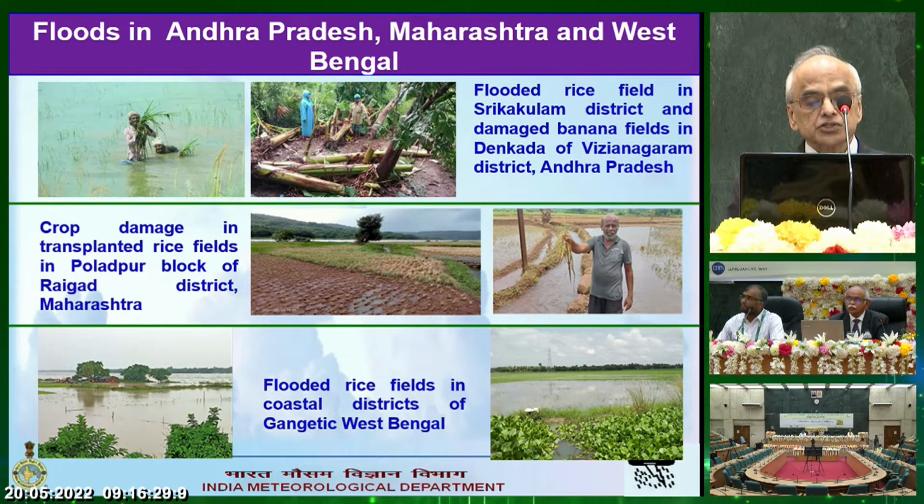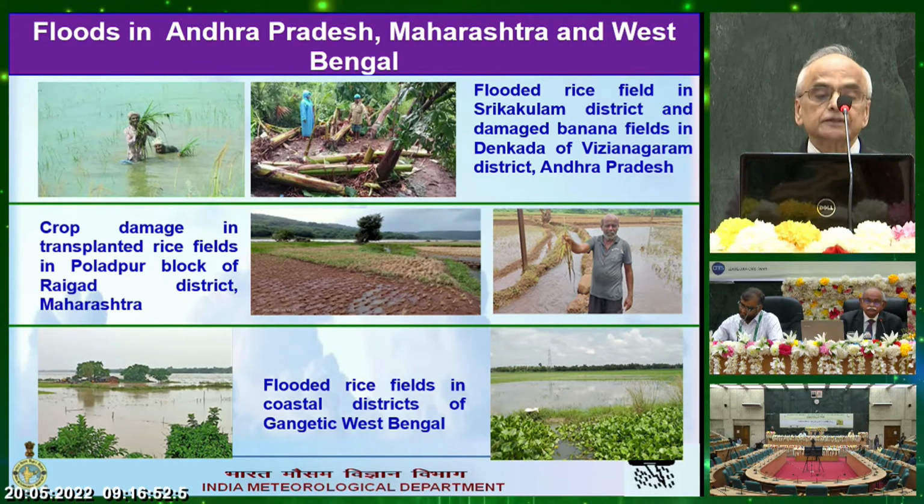Crop damage in transplanted rice fields in Polarpur block of Raigad district in Maharashtra, and you could see the pictures that are shown there. And then the last issue that is mentioned is the flooded rice fields in the coastal districts of Gangetic West Bengal, and there you could see in this slide the pictures show an enormous amount of flood.